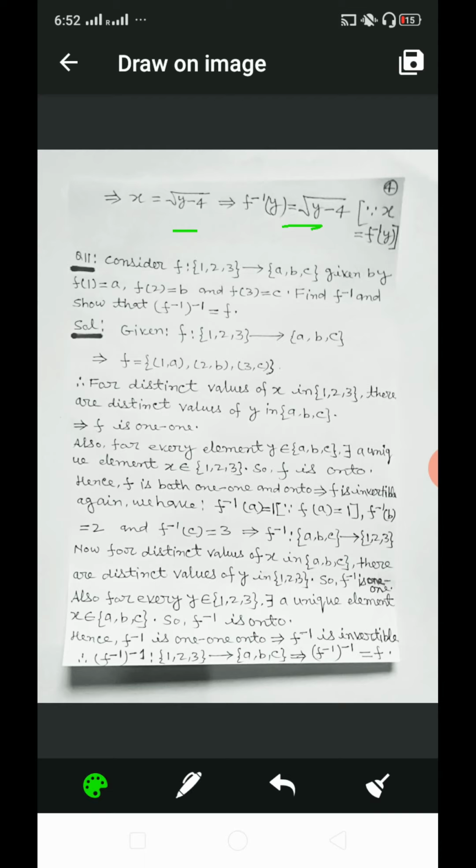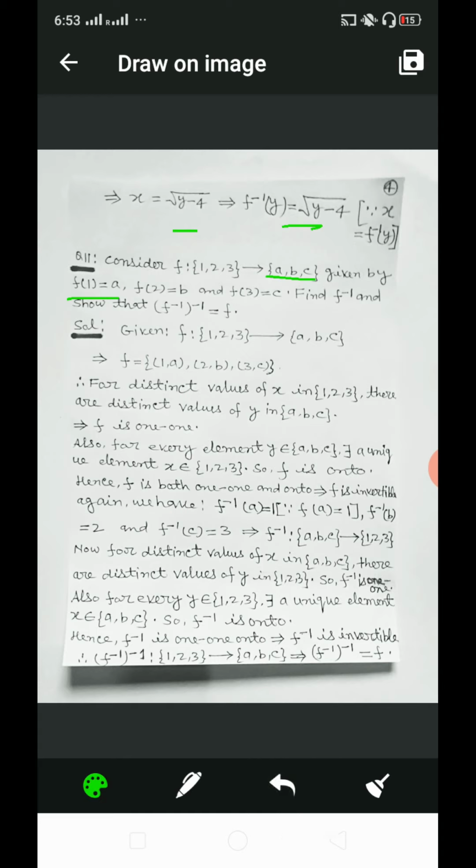Question 11. Consider the function f from a set of elements 1, 2, 3 to a set of elements a, b, c, given by f(1) is equal to a, f(2) is equal to b, and f(3) is equal to c. Show that f is invertible. Find f inverse and show that inverse of f inverse is equal to f.